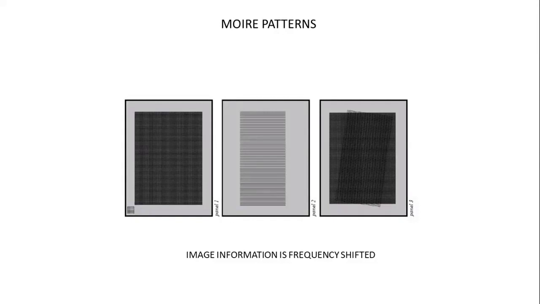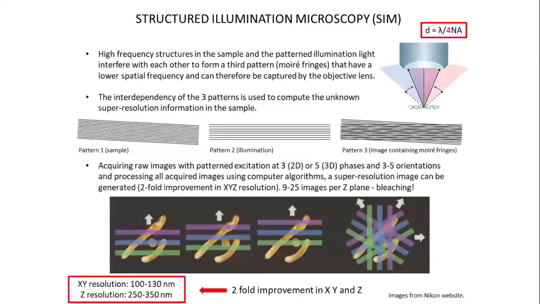All right. So just to recap that, our sample, the unknown, has got fine detail in it that in principle doesn't get through the microscope because it's beyond the frequency cutoff. We illuminate it with a slightly lower frequency pattern. Those two beat with each other. This is called heterodyning in signal processing, and it generates lower frequency information.